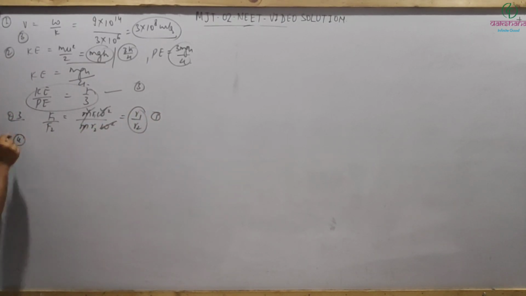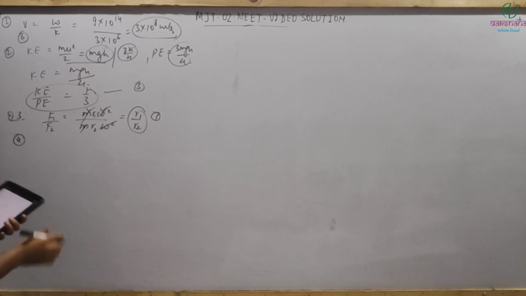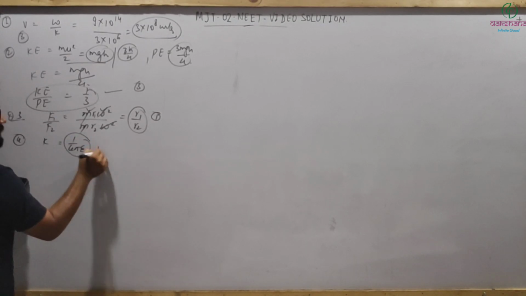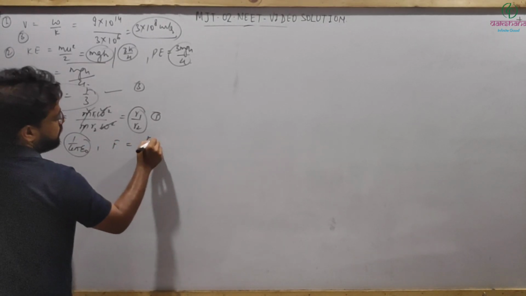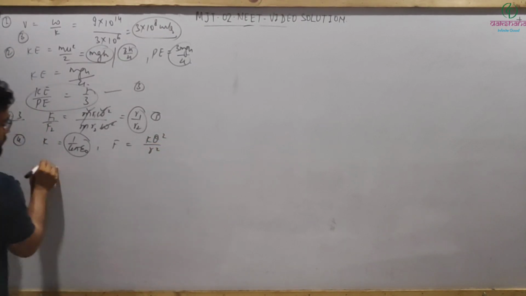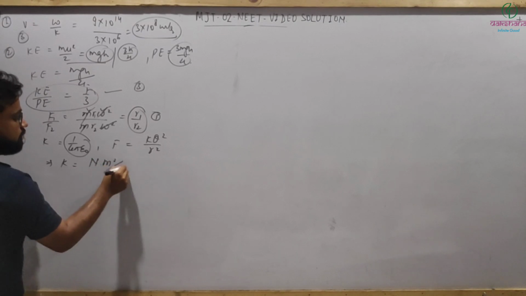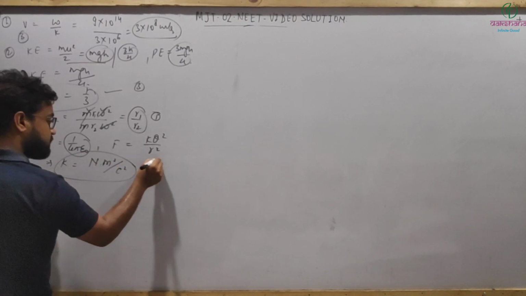Next question number 4. What are the units of k? So k is equal to 1 by 4 pi epsilon naught, and we want the unit of this. We know force is equal to k q square by r square. This implies the unit of k is Newton meter square by Coulomb square. That's matching with option number 2.